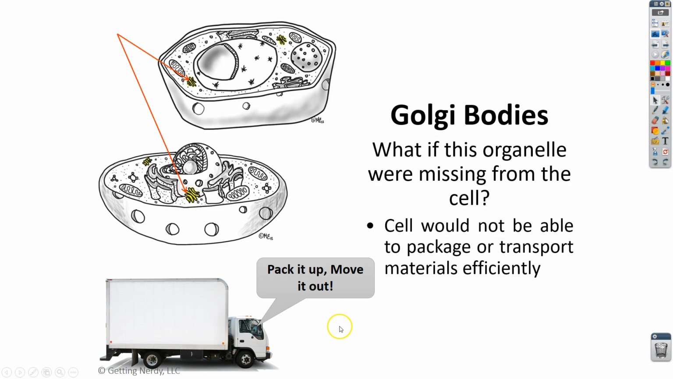If your body or your cells didn't have Golgi bodies, then the cell would not be able to package or transport materials efficiently. They might kind of build up in your cells and make your cells swell and then explode. That would not be good.